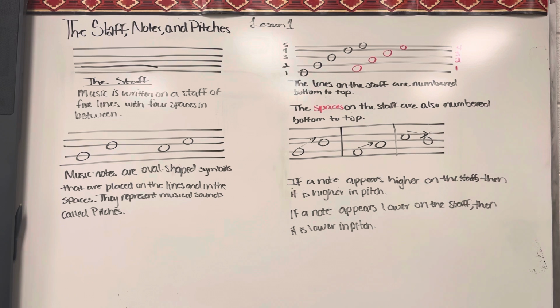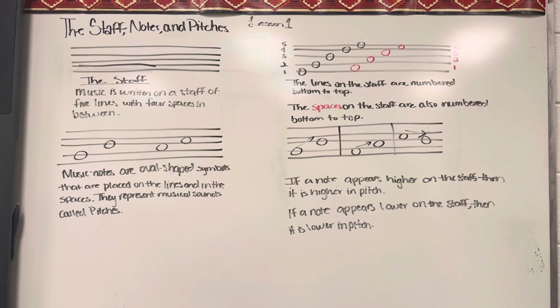All right, that's lesson 1, staff, notes, and pitches. Remember, the staff is where we write our music, and it consists of 5 lines with 4 spaces in between those lines. Music notes are oval-shaped symbols that are placed on the line or in the spaces. They're on the line and in the spaces, and they represent musical sound called pitches. And pitch is determined based on the note's location on the staff. If it's higher, then it is a high pitch. If it is lower on the staff, then it is a low pitch.